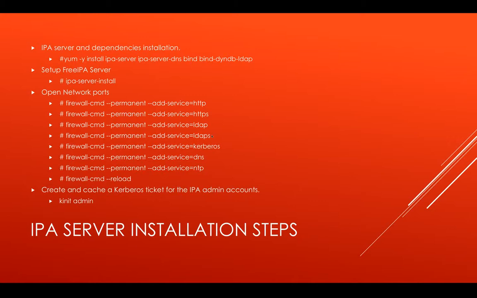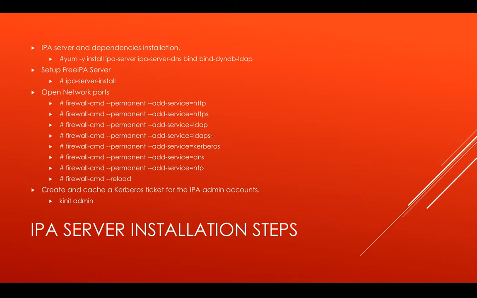And again, we need to install some dependencies, and this is the list of dependencies that we have up there. We need to install the IPA server, and then we have to install the IPA server DNS. We have to install bind, because we will integrate DNS with IPA, so we need bind to access the DNS server, and then the bind DynDB LDAP package. So you don't have to memorize it. It's going to be on the step-by-step instructions that come with this video. But let's go ahead and get those dependencies in, right?